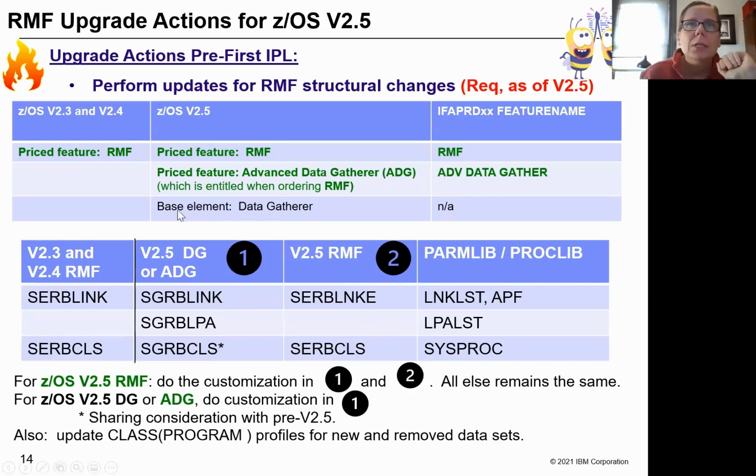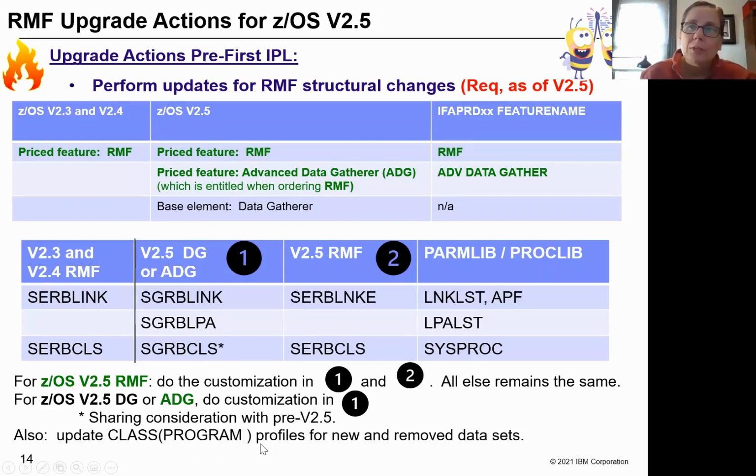And then you need to do the customization both for the data gatherer, the Advanced Data Gatherer, and RMF. So you need to do what's in column 1 and what's in column 2. That means you're going to have link list, APF, LPA list, and SYSPROC changes to do. Not hard to do, just don't forget to do it and make sure you use the right names of the new data sets. If you're just going to be a data gatherer and an Advanced Data Gatherer user and not a regular RMF customer, then you just do what's in column 1.